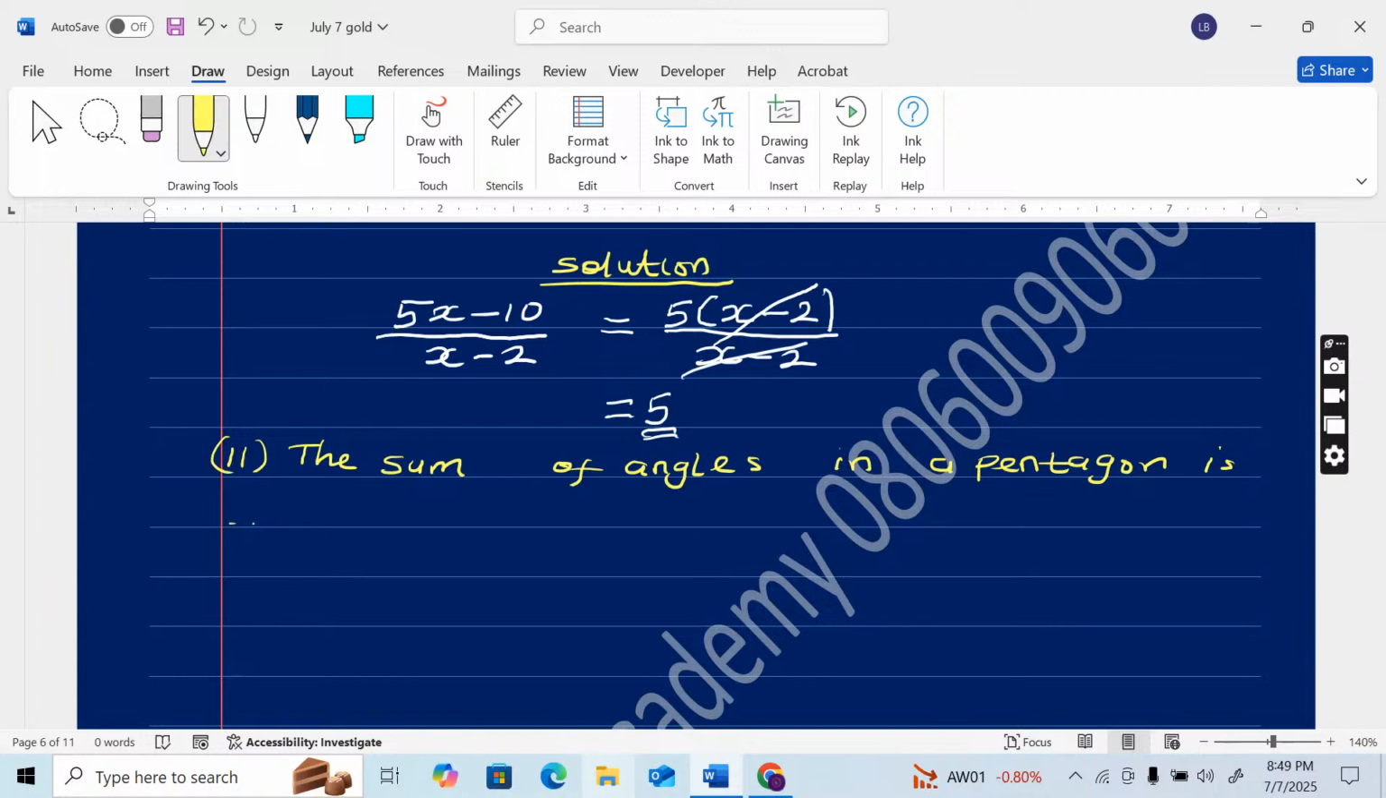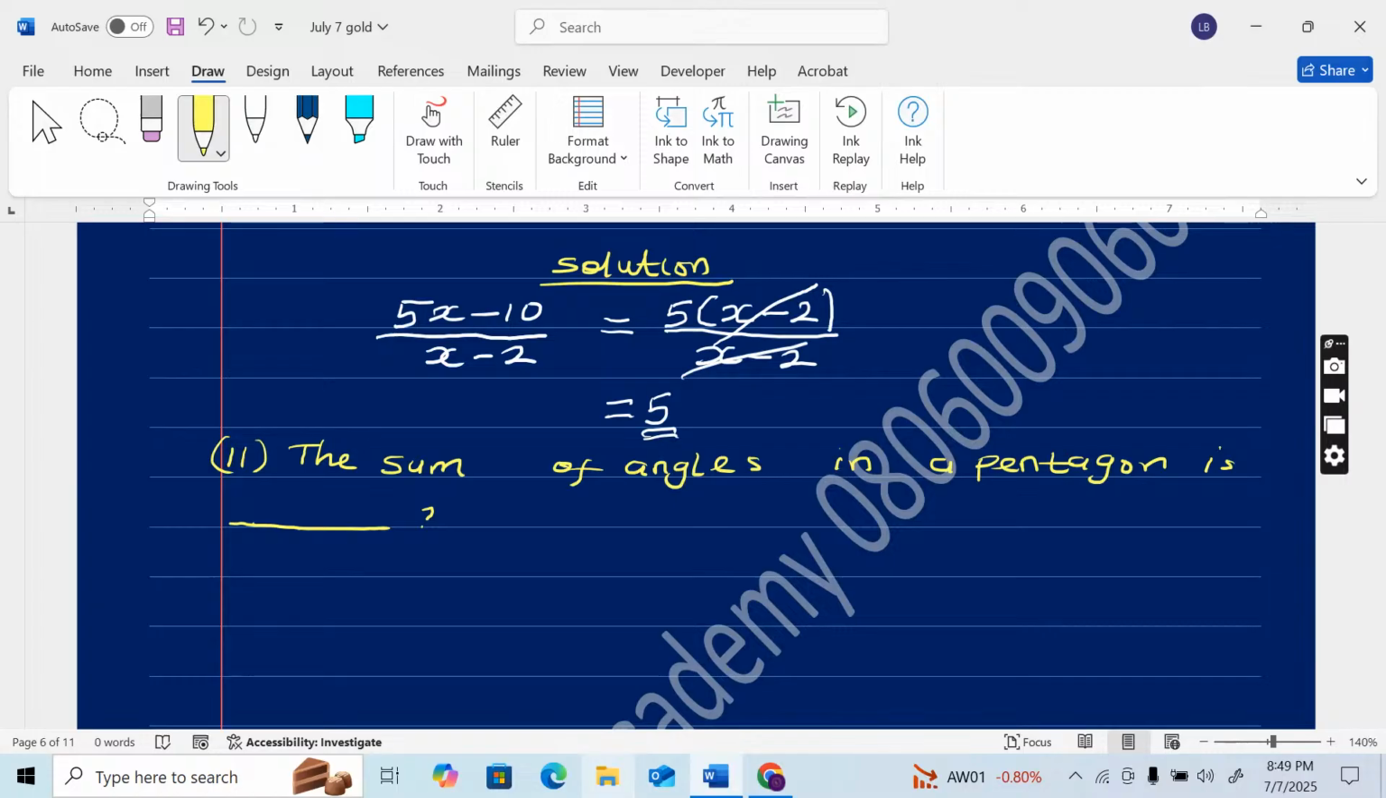We have to find the sum of angles in a pentagon. And what is a pentagon? It is a polygon that has 5 sides. Polygons are shapes with many sides. That's why we call them polygons, starting from your triangle, square, and all that. So a pentagon is a polygon with 5 sides. So we want to find the sum of angles in a pentagon.